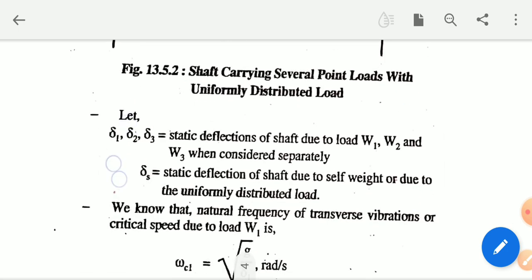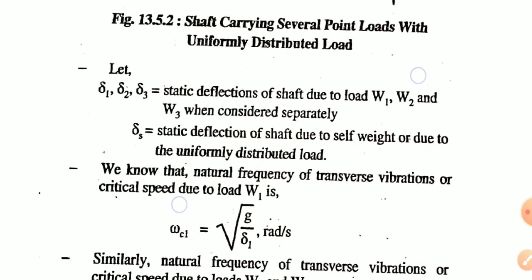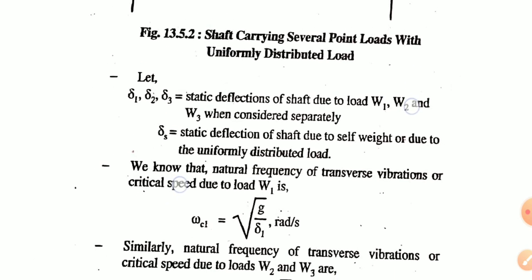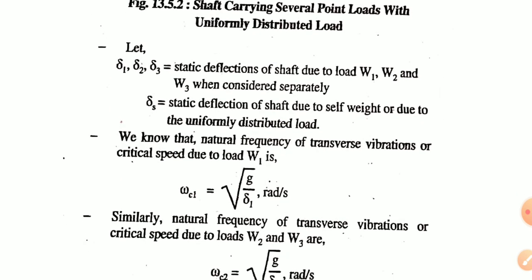Let delta 1, delta 2, delta 3 be the static deflections of the shaft due to loads W1, W2 and W3 when considered separately. Delta S is the static deflection of the shaft due to self weight, or due to uniformly distributed load.